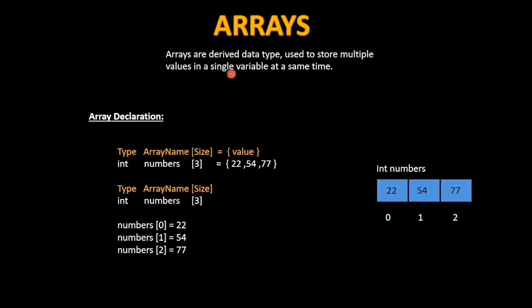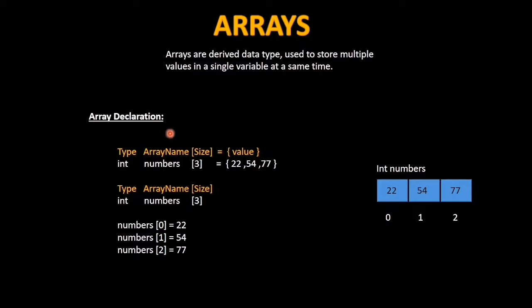Arrays are a derived data type used to store multiple values in a single variable at the same time, a collection of similar type of data which are stored in contiguous memory. For example, we have 20 students. To store each student's data, we would have to declare a separate variable, which will take lots of time. To get rid of this problem, we have arrays.